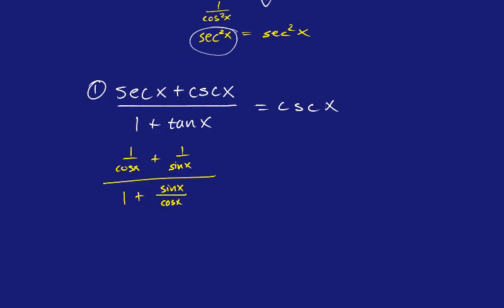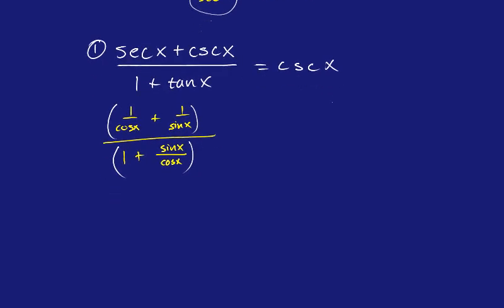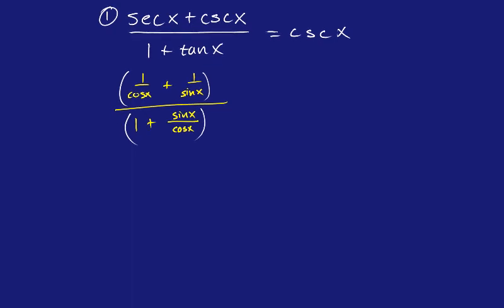So on top we have two fractions being added together. On bottom we have two fractions being added together. We need to add those fractions together first before we do anything of multiplying by the reciprocal. So I guess it just requires work. So this needs to be multiplied by cosine of x and cosine of x. This needs sine of x and sine of x.